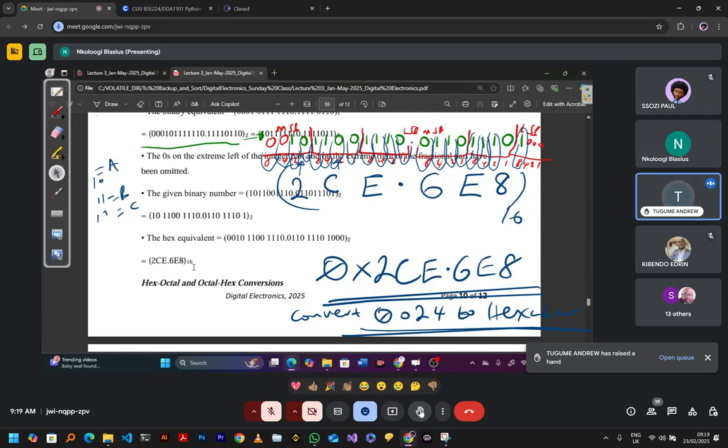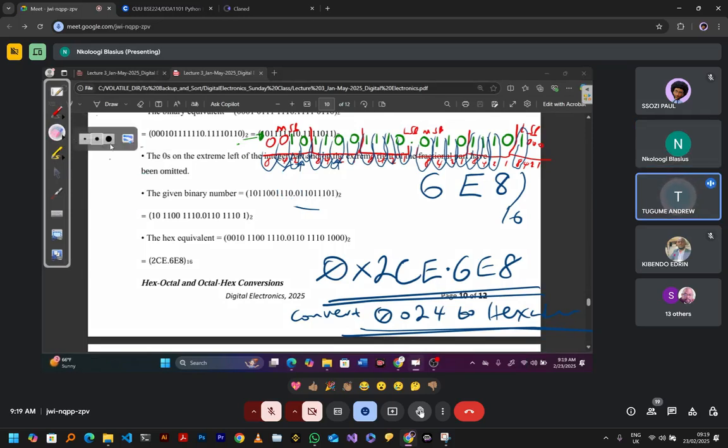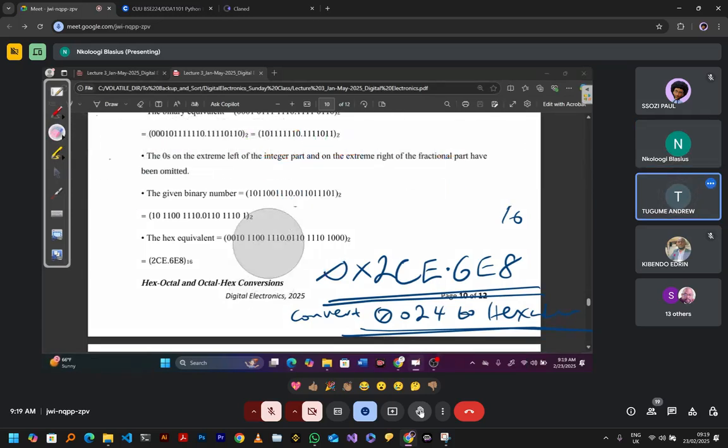Can you convert this last question you said? Convert octal 24 to hexadecimal. What is that one? This last one you wrote. Which one? This octal 24 to hexadecimal. The last one. I was just giving you an example. Now do that one as you practice. You can convert from octal to, okay, let me just give you an idea.